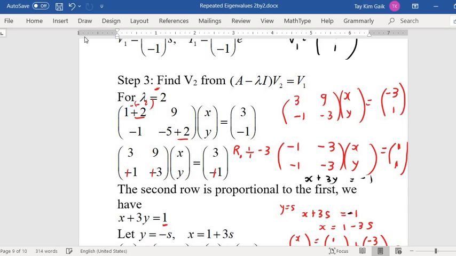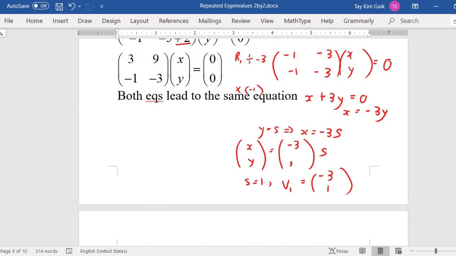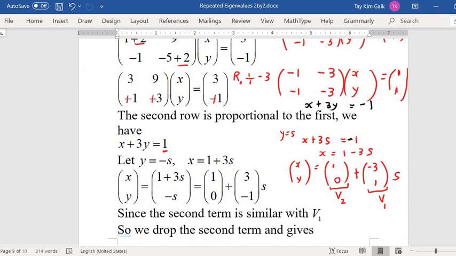Mistake here. Previously I let y equal to s, so I let y equal to s here. So x plus 3s equal to negative 1, hence x is actually negative 1 minus 3s. So the v2 is here, negative 1, 0.